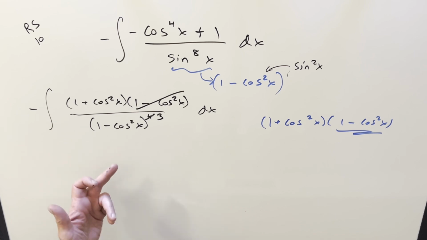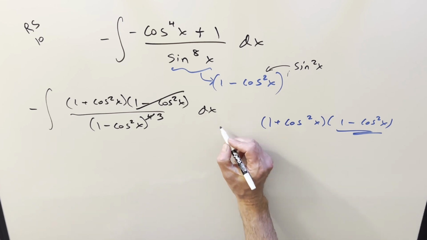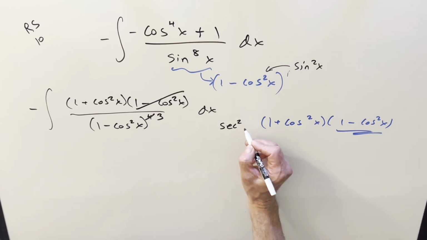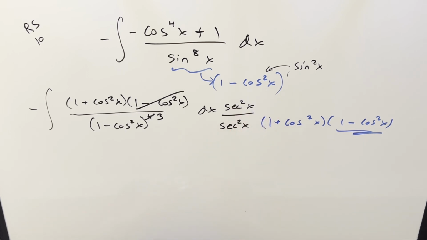But then it's not quite clear what we want to do from here, because if I distribute that out, that seems like kind of a mess. I could break it up into two integrals. No, I don't think so. I think what I want to do, oftentimes one of my favorite things to do is multiply in by secant squared x over secant squared x, just multiplying by 1.